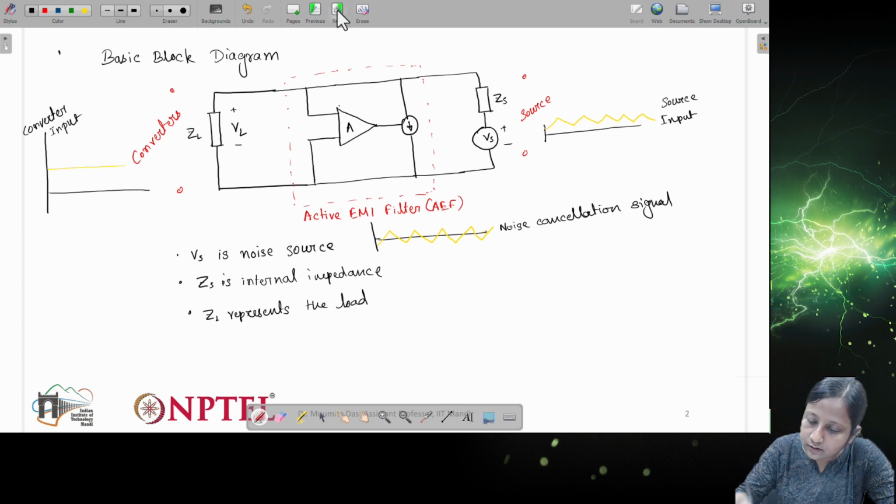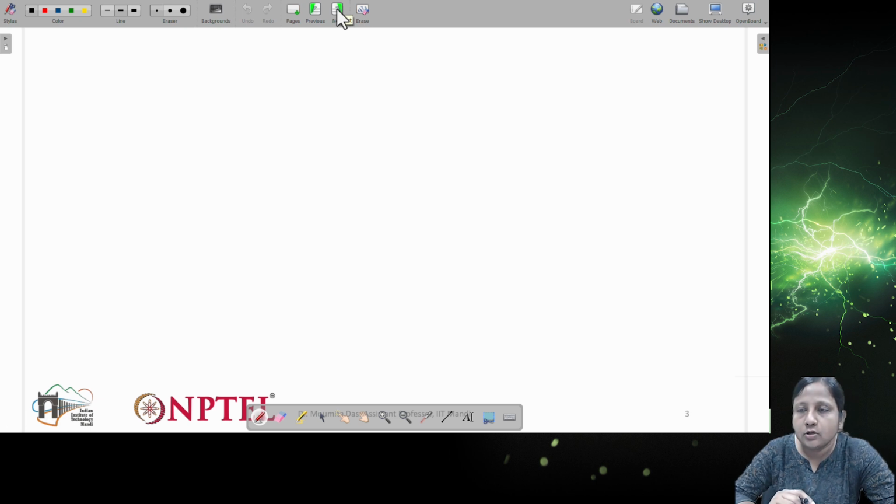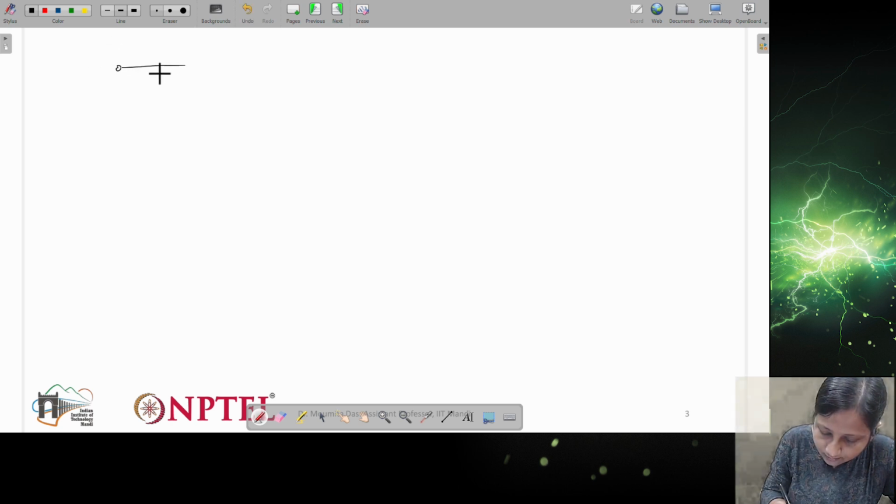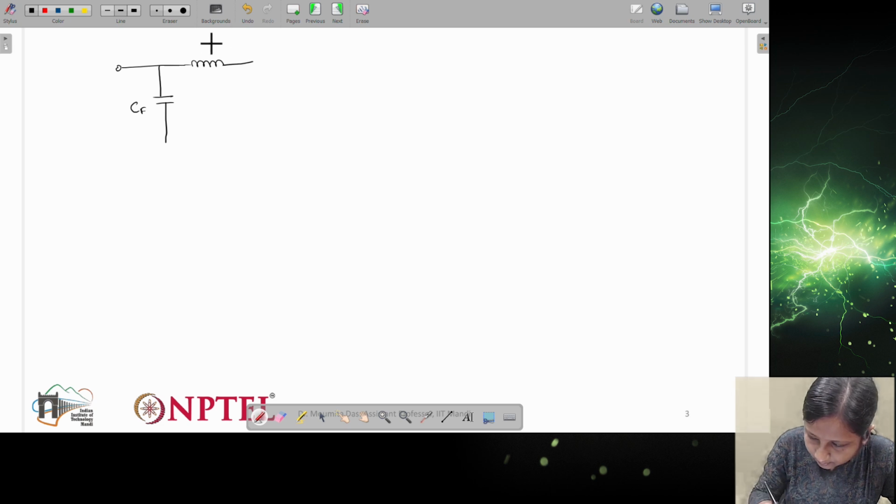So let's see in detail how this is working. Whenever we try to represent any passive filter, how does it look? Basically any passive filter generally will have passive components, right? Let's say this is the capacitance of the passive filter and this is the inductor of the passive filter, and then this will be connected to the noise source.